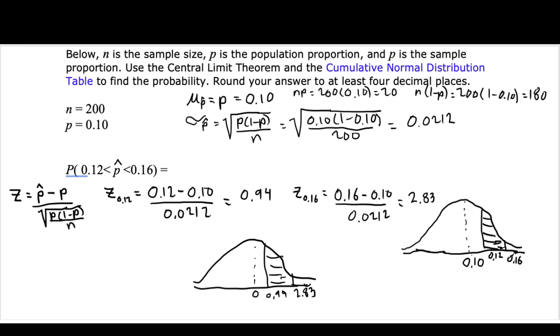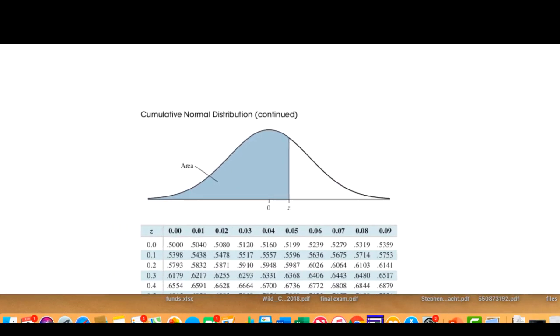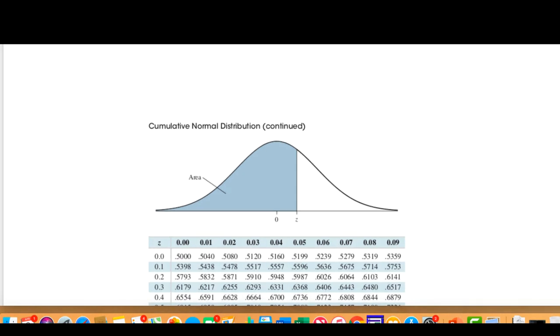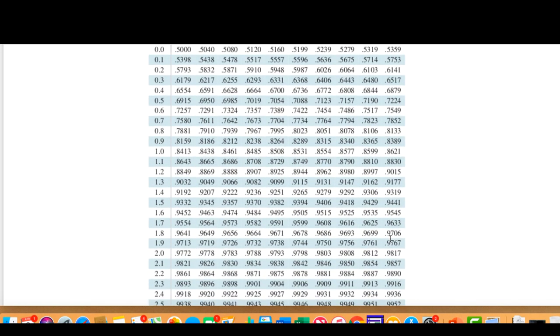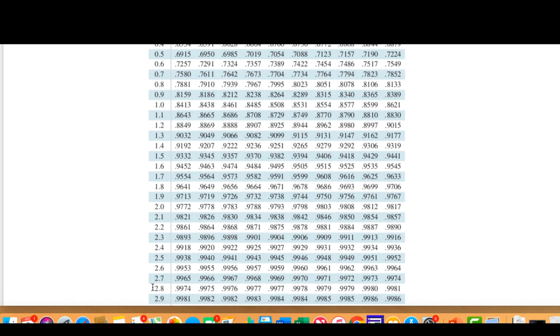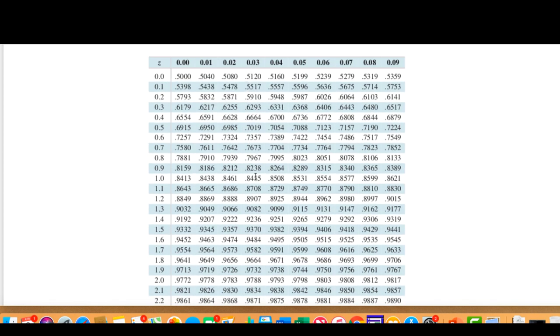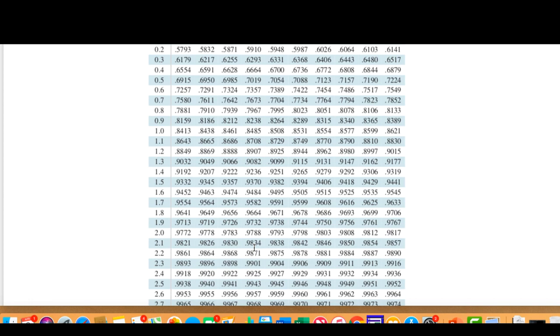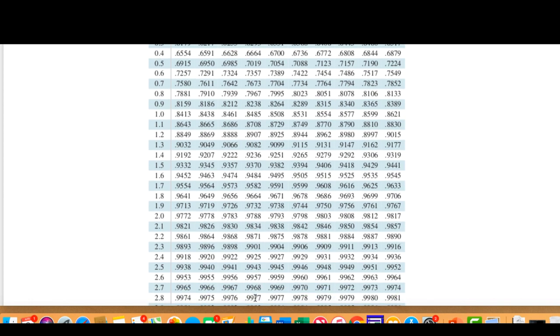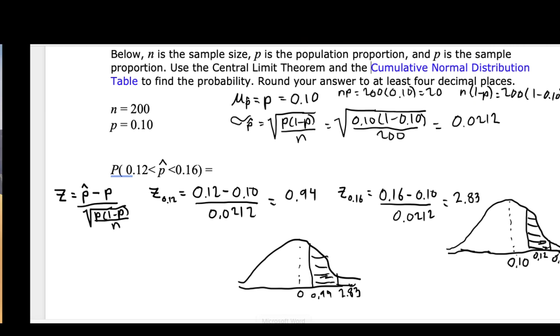If I want to do that using the chart, I would flip over to the chart and start by finding the area to the left of 2.83. You find the row 2.8 right here, and then we find the column 0.03. Where that row and that column meet is 0.9977.